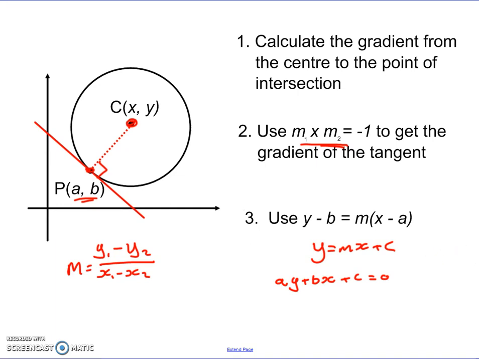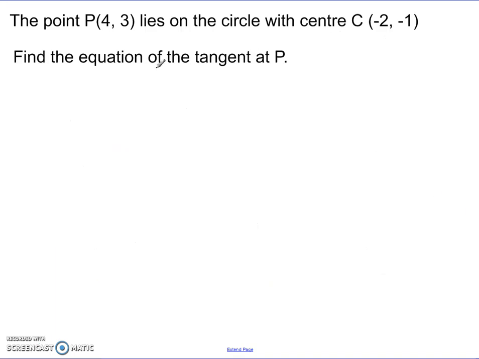So I'm going to give you a couple of examples of this. First example, imagine I tell you the point P at 4, 3 lies on the circle. That circle has a centre C at -2, -1. I want to find the equation of the tangent at P. So again, you've got a circle there, got a straight line that touches there at the point P, and there's the centre of our circle C.